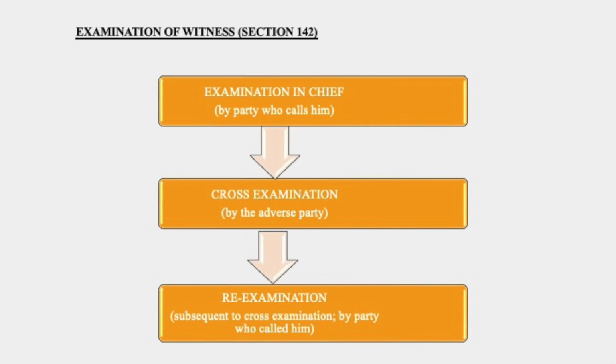The next provision is with regard to the various kinds of ways in which a witness is examined. It is dealt with under Section 142. The first one is examination in chief. It is the examination of a witness by the party who calls him. The second one is cross examination. This is done by the adverse party. The third one is re-examination, which is the examination of the witness subsequent to the cross examination by the party who called him.